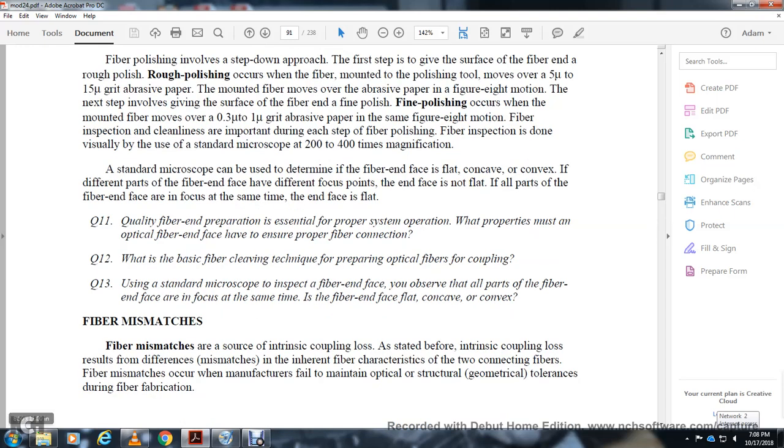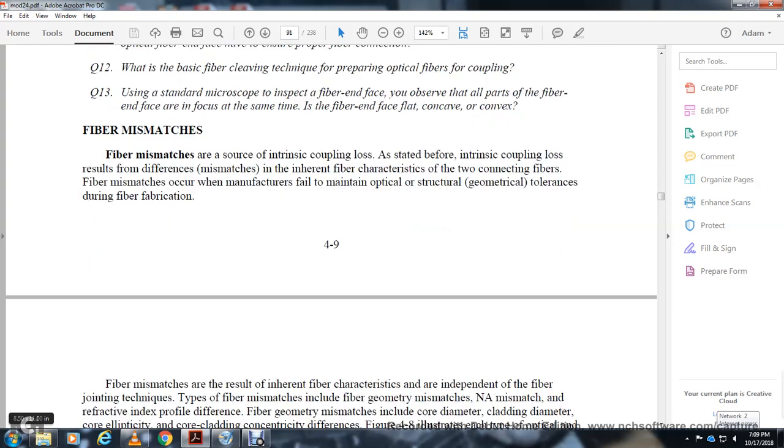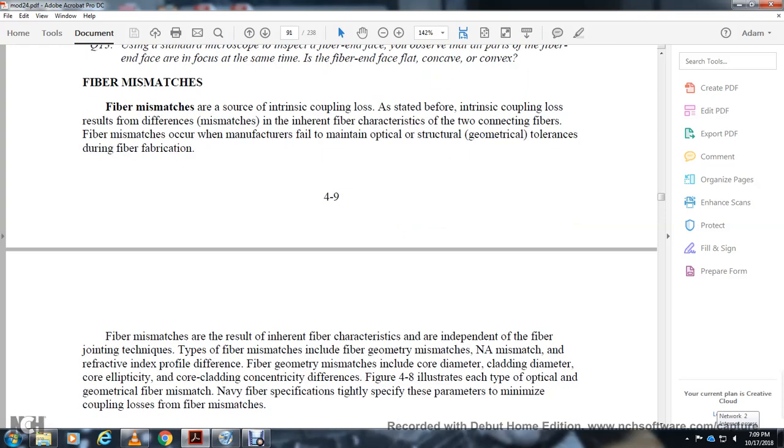Alright, fiber mismatch. Fiber mismatch is a source of intrinsic coupling loss, the result of differences between the inherent fiber characteristics of the two connected fibers. Fiber mismatch results when the manufacturer fails to maintain optical or structural geometrical tolerance during fiber fabrication. It is a result of the inherent characteristics of the independent fibers being joined.